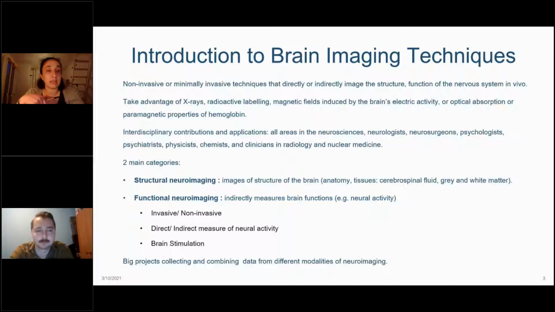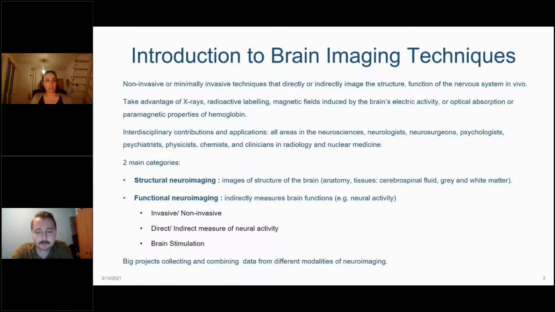And brain imaging is a field where there are many contributions from fields other than neuroscience, and where there are many applications outside the neuroscience field. Neuroimaging techniques are used by neuroscientists for research purposes, by physicists, chemists, and even physicians.